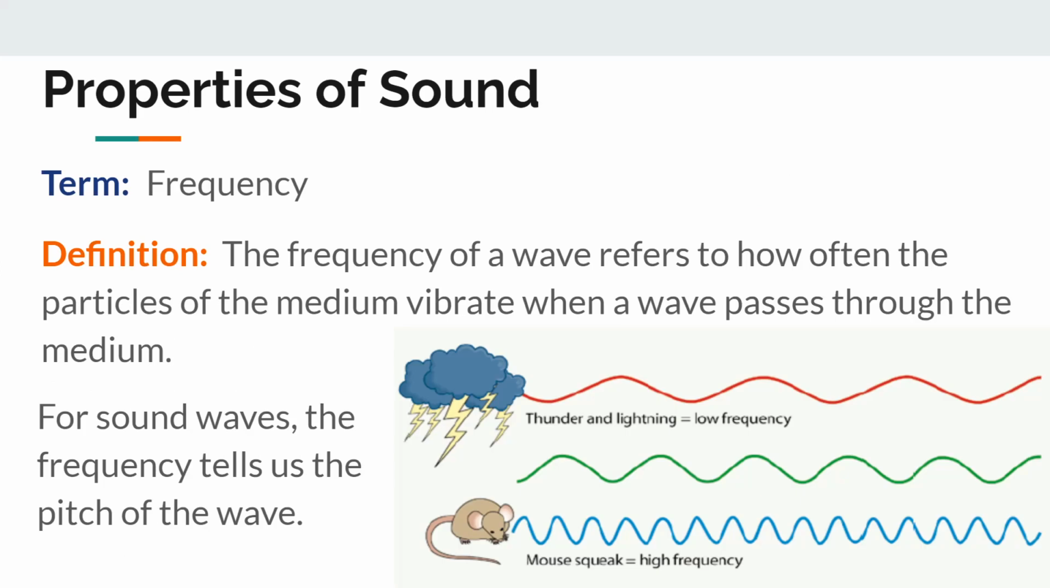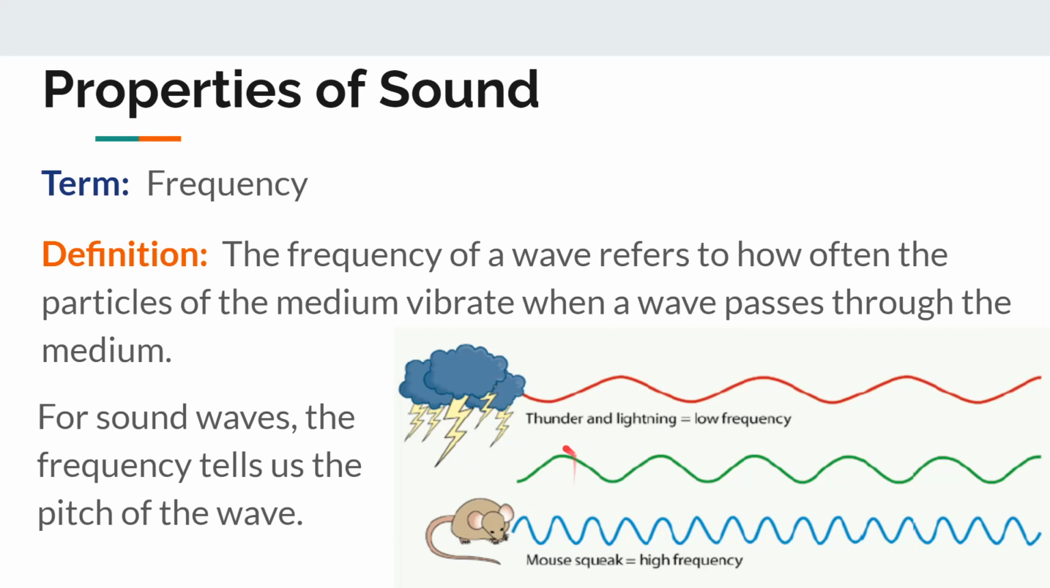Frequency. Again, we've defined it already, but just as a reminder, some of you still needed help with this yesterday in your assignment. Frequency of a wave refers to how often the particles of the medium vibrate when the wave passes through the medium. It is wave cycles per second. So cycles per time, again, typically in seconds. But for sound waves, the frequency of the wave tells us the pitch. How high pitched is it versus how low is that pitch?